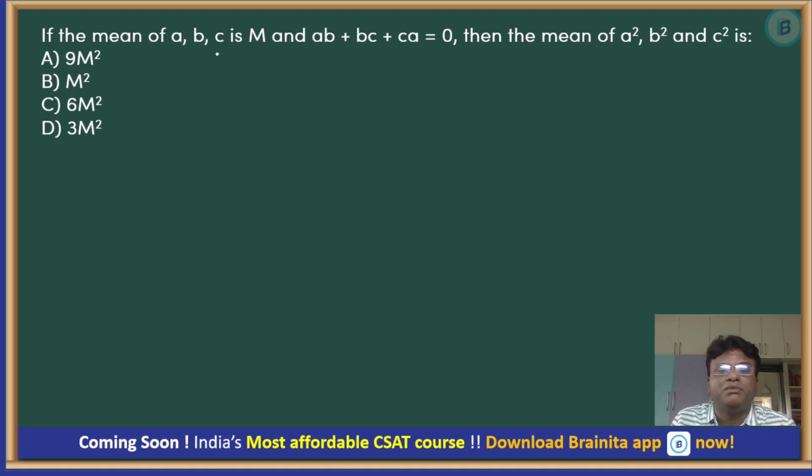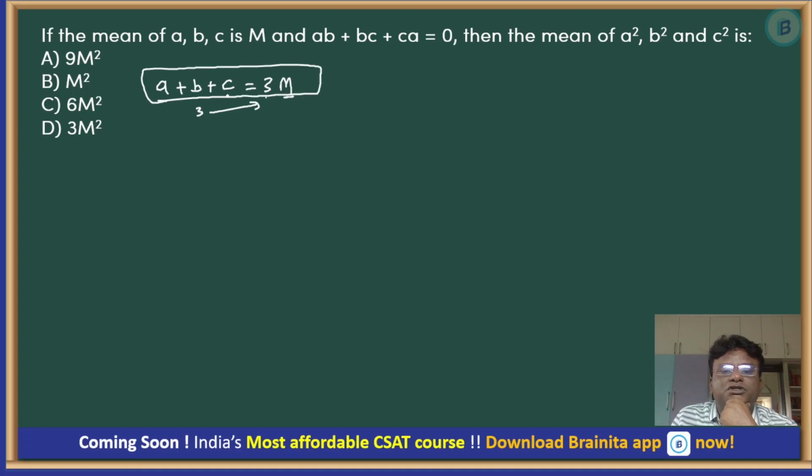If the mean of A, B and C is M, and AB plus BC plus CA is equal to 0, then the mean of A square, B square and C square is... A plus B plus C is equal to 3M, because the average of this is M. So this 3 I actually moved here. This is my first equation. My second equation is AB plus BC plus CA is equal to 0.